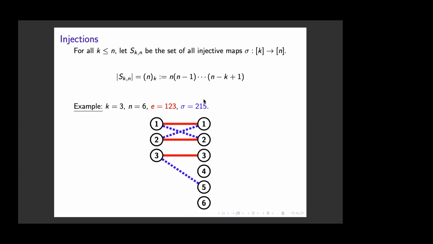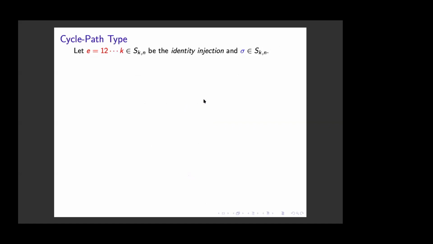Okay, here's a quick example. E is the injection that sends 1 to 1, 2 to 2, 3 to 3, and sigma is the injection that sends 1 to 2, 2 to 1, and 3 to 5. Throughout this talk, we're going to represent these injections graphically as k-matchings of a complete bipartite graph. Thinking of this graphically, the union of these two is a 4-cycle and a 2-path. E is going to be a distinguished injection throughout this talk, so we're going to call that the identity injection, and sigma is just going to be an arbitrary injection.